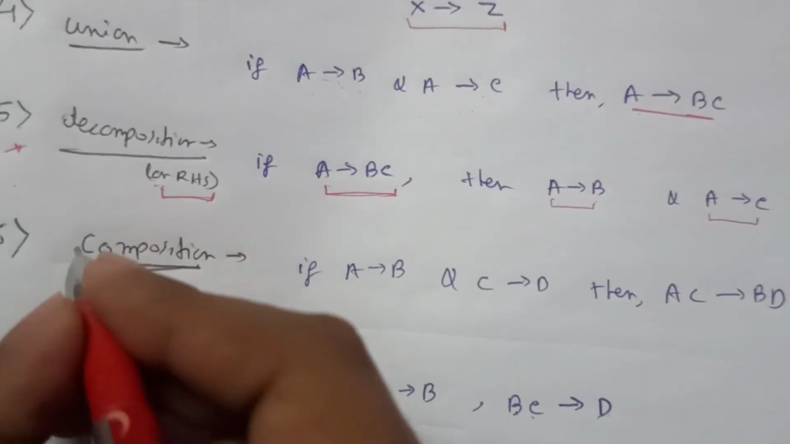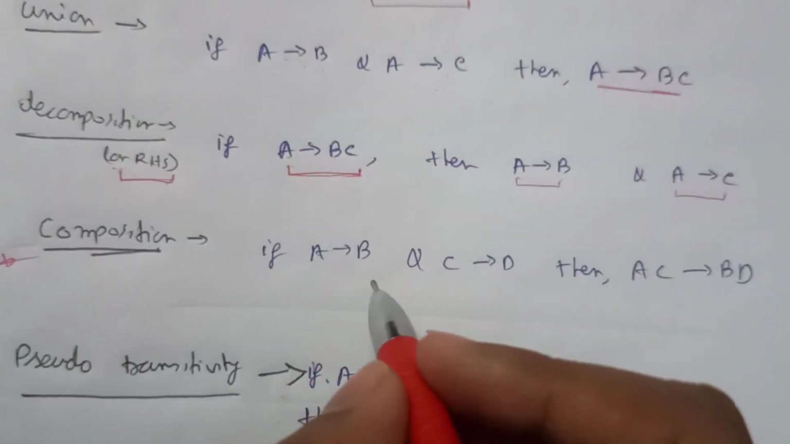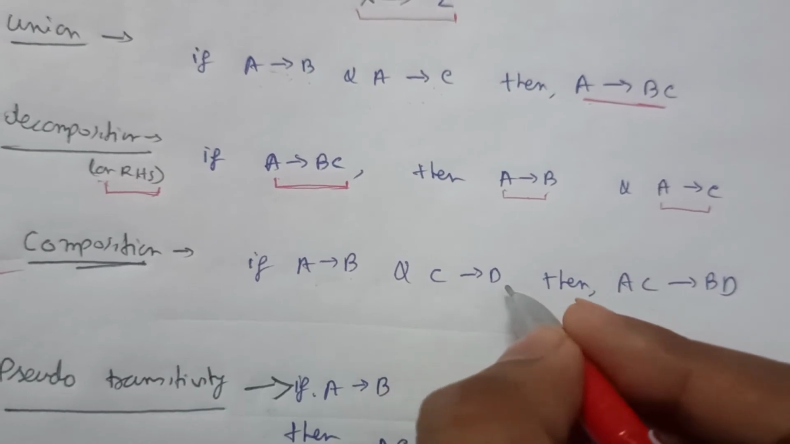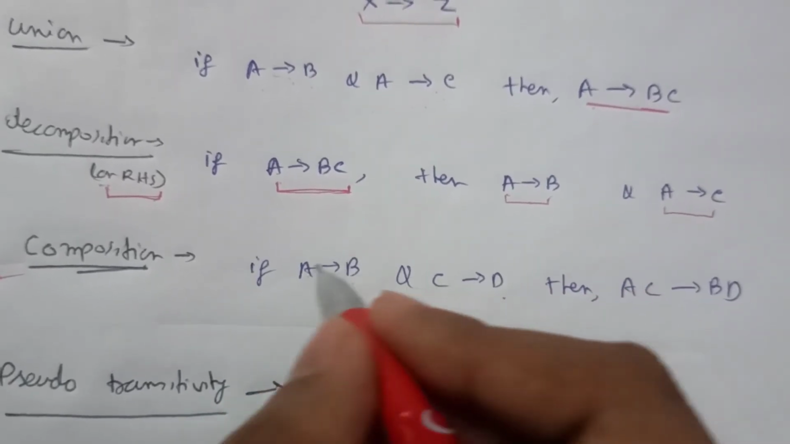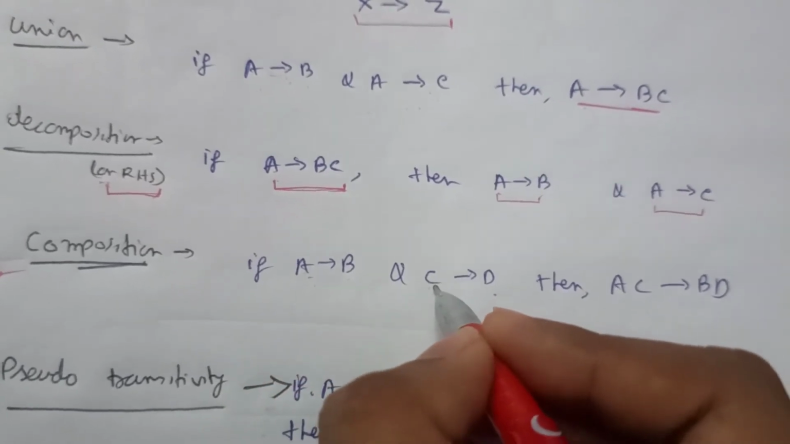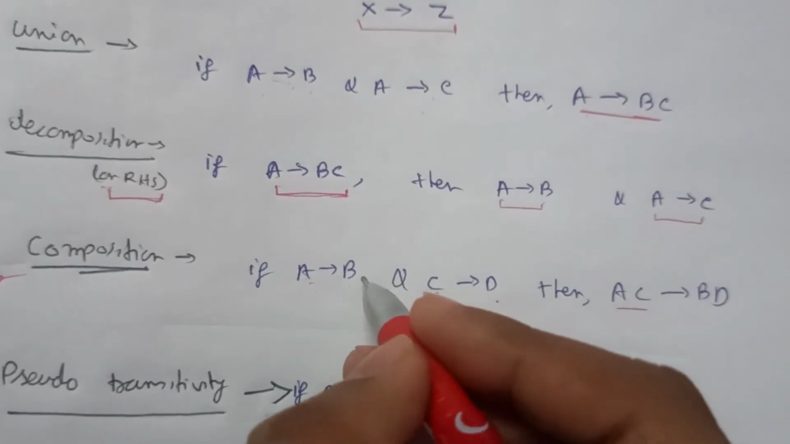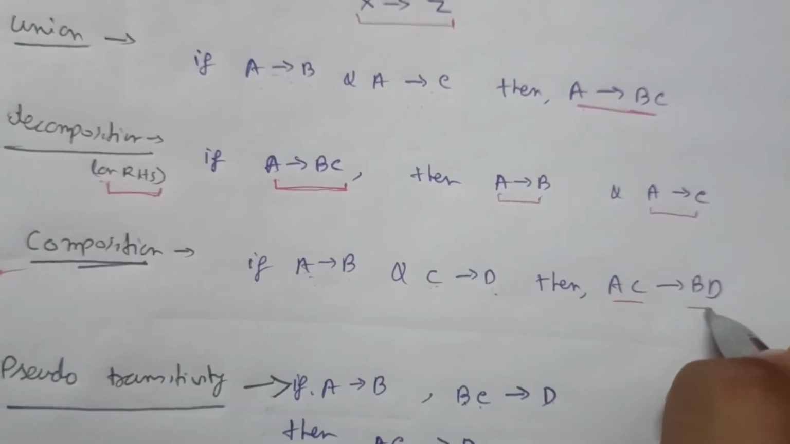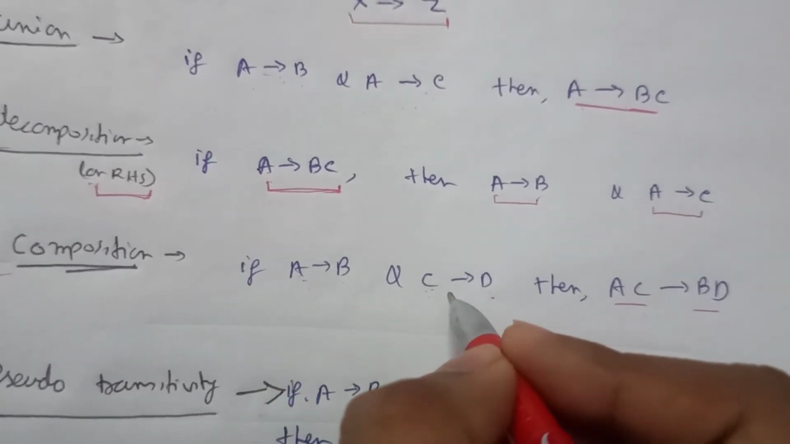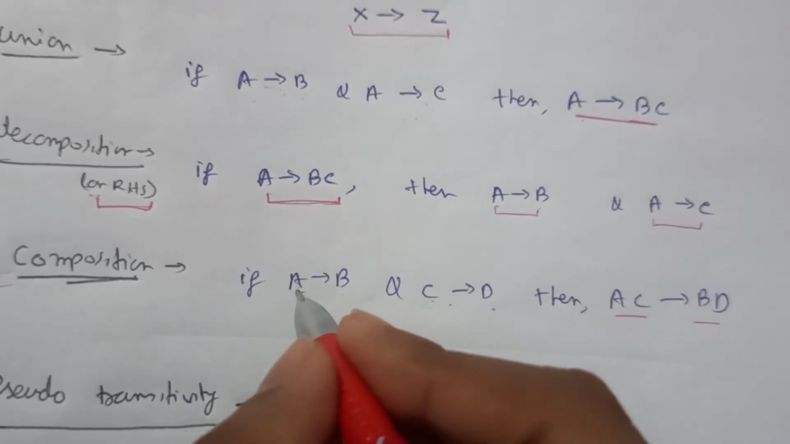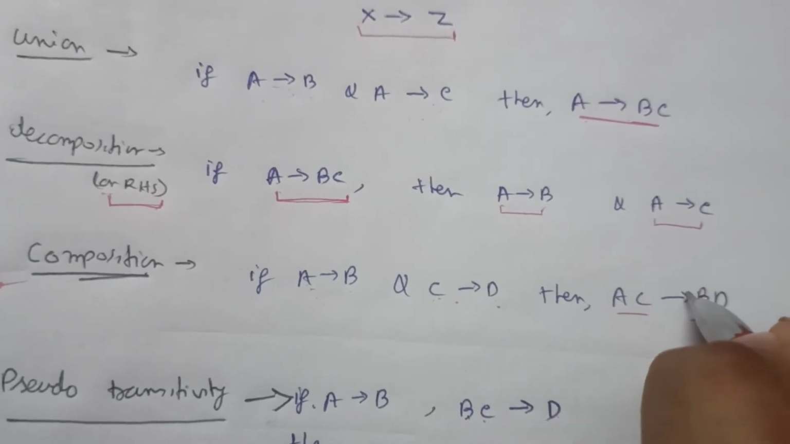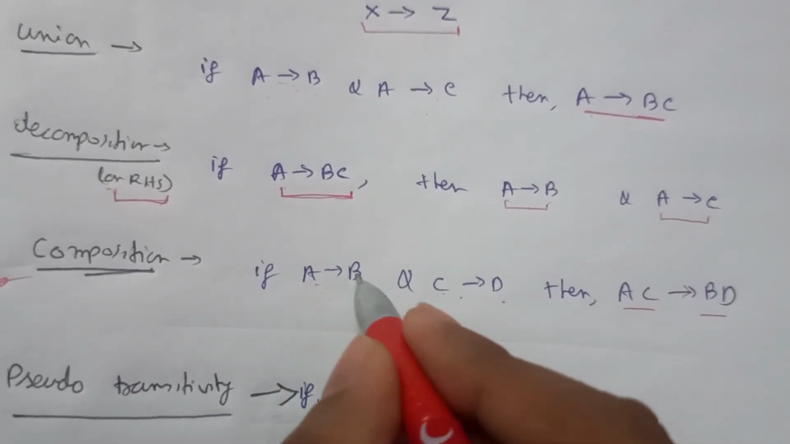Now let's check what composition is. Suppose there is a functional dependency A can determine B and another functional dependency C can determine D. Now we add them together: all the left hand side attributes go on the left hand side, AC, and all the right hand side attributes go on the right hand side. So AC can determine BD also. We had two different functional dependencies, and we are just combining the left hand sides of both and the right hand sides of both. That's how we get AC can determine BD.